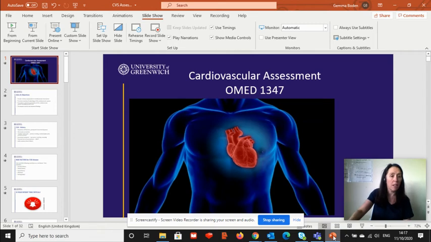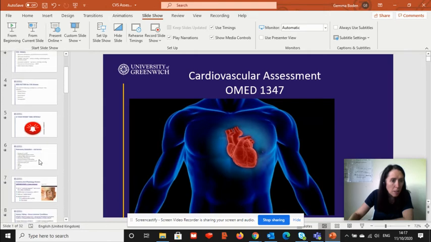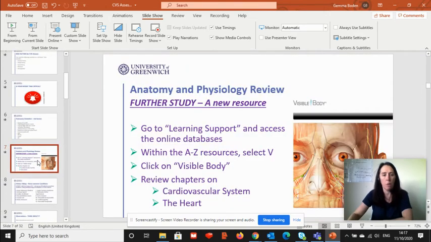Right, so the things that I want you to do, first of all, let me just skim down a wee bit. Here we are. So the anatomy and physiology review. I know that plenty of you already know about this resource, but how many of you have actually been to it, I do not know. So what you need to do is to log on as if you're going to go to EBSCOhost, as if you're going to go into the library databases. Within the A to Z, you go to V, and if you click on V, go to the visible body and have a little look at the chapters on the heart and the cardiovascular system.